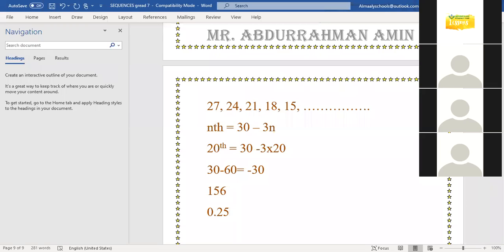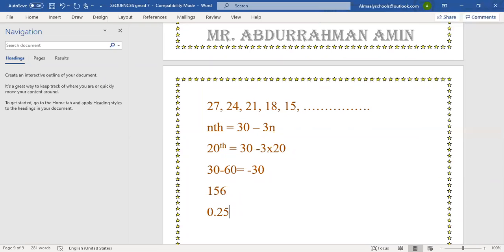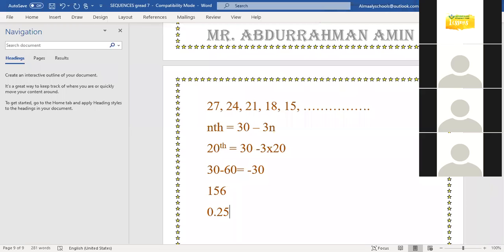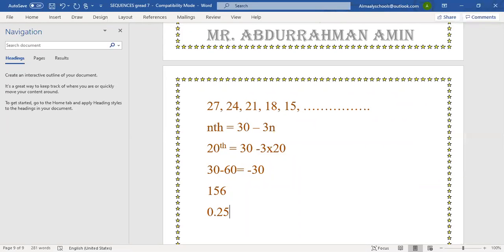Now go with me to the last page of the chapter, page number 150. Question 16.2a. He said, number 1, derive a simplified formula for the nth term of the sequence: 2, 4, 6, 8, 10. What will be the nth term?